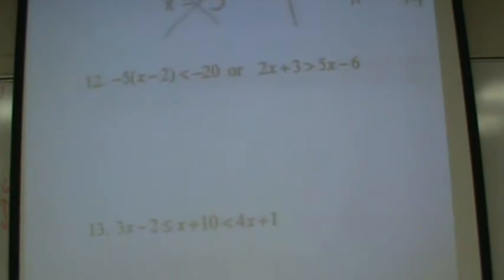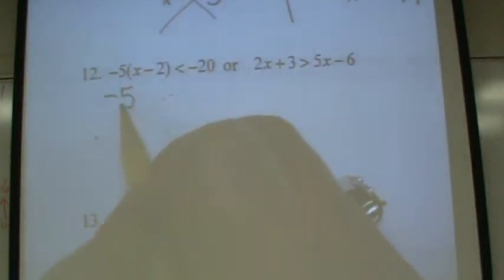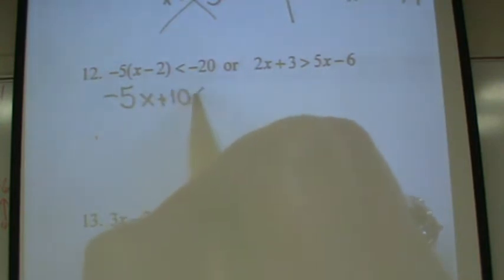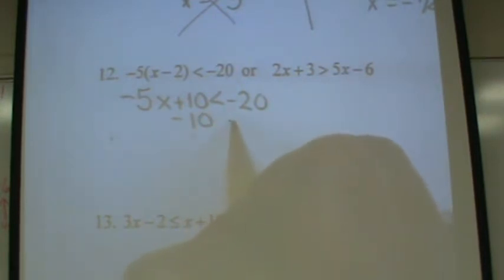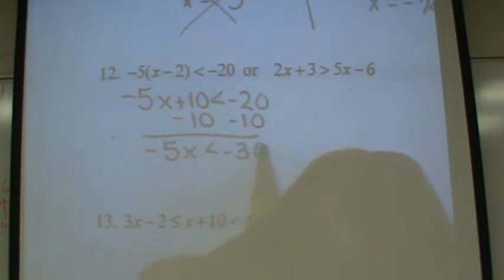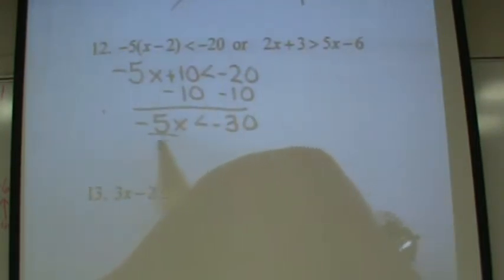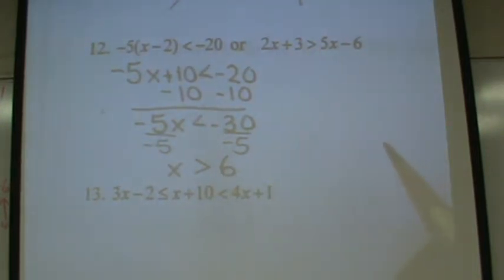Number 12 should be, that's a 9th grade question, you guys. How do you solve this? Distribute. What do you do with this negative 5x? What do you do here? Oh, you flip the sign. You're going to flip it. It's going to become x is greater than 6.